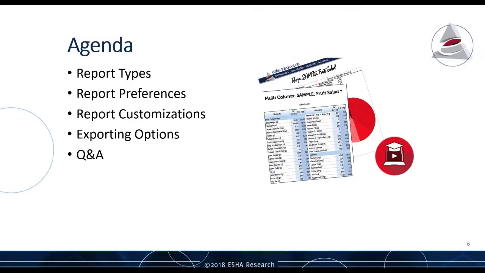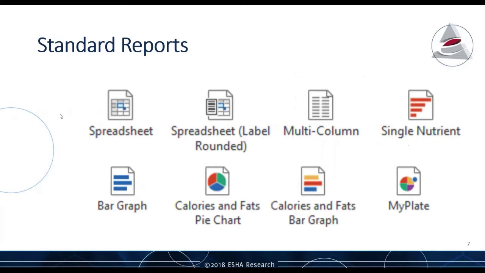Before we get into the application, we're going to go over the differences between the different types of reports. So there are 3 different types of reports in Genesis, and then of course different reports inside of those types. The first one we're going to look at is the standard reports. These are more built into the application. You've got the spreadsheet, label rounded, multi-column, single nutrient bar graph, calories and fats pie chart and bar graph, and the My Plate reports. These are under Reports when we go into Preferences, and we'll certainly go into that. And like I said, they're a little more built into the application.